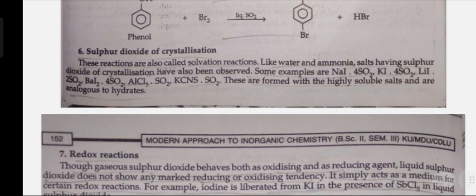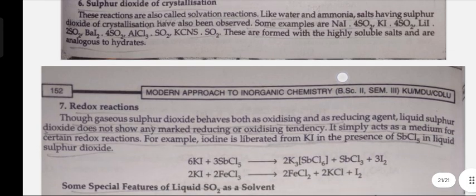The sixth type of reactions carried out in liquid sulfur dioxide are crystallization of the sulfur dioxide solvates. These are also known as solvation reactions, like water and ammonia. Salts having sulfur dioxide of crystallization have also been observed. Some common examples are sodium iodide.4SO2, potassium iodide.4SO2, etc. These are formed with the highly soluble salts and are analogous to hydrates.